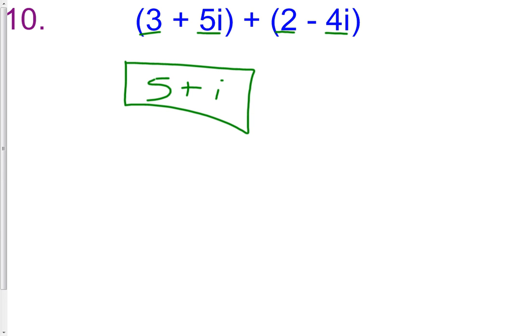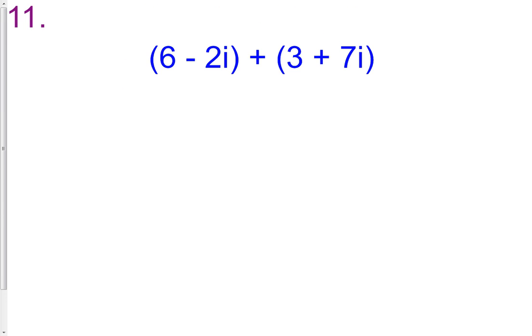Very similar if this were to be an x. If it was 3 plus 5x plus 2 minus 4x, it'd be 3 plus 2 is 5, and 5x minus 4x is 1x. So now we're treating the i's as if they were a variable x. Looking at problem number 11, once again, we just take 6 and add 3, and we get 9. A negative 2i plus 7i, and we get a positive 5i. Combining like terms, that's all this is.